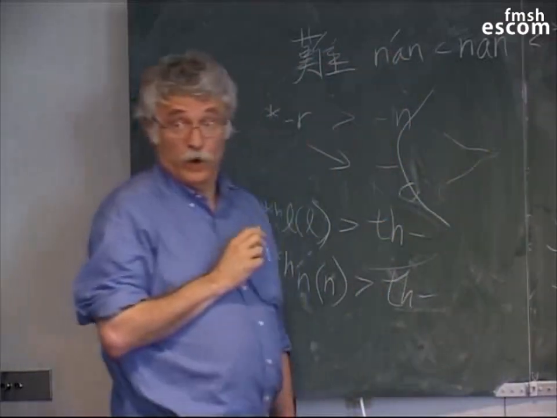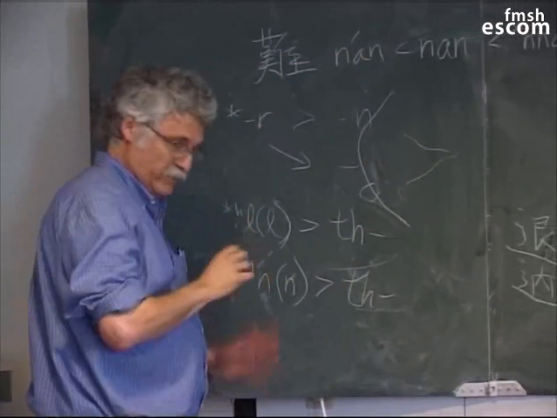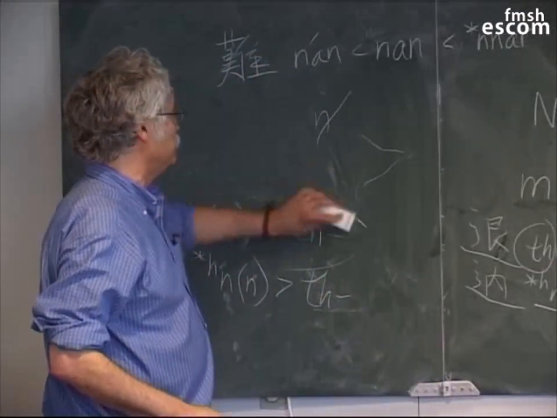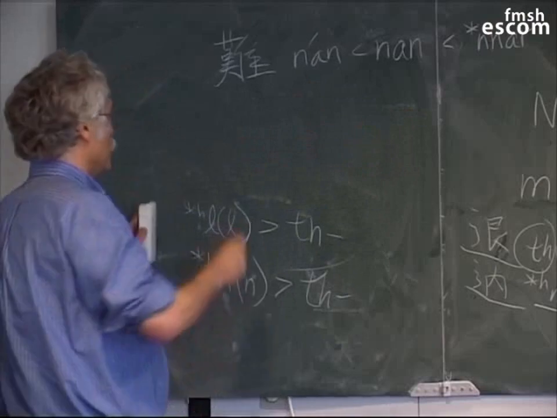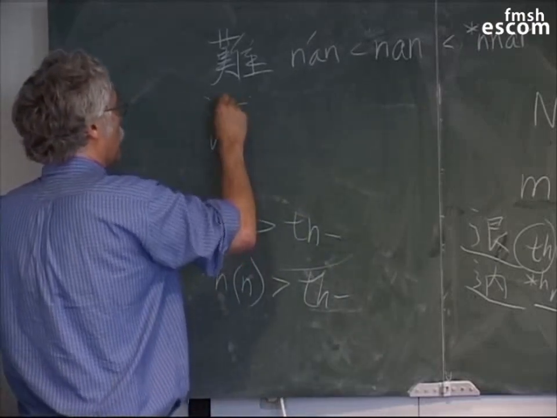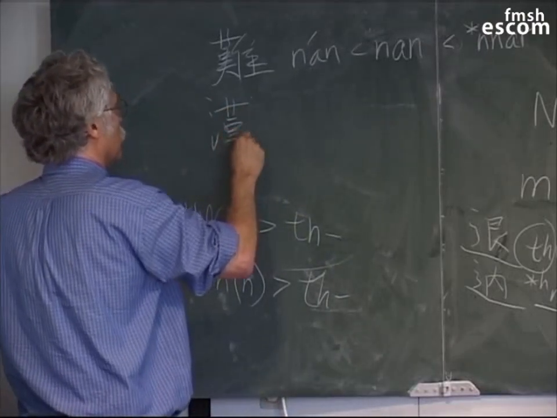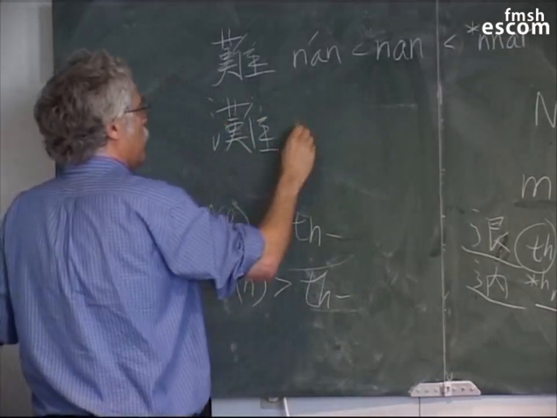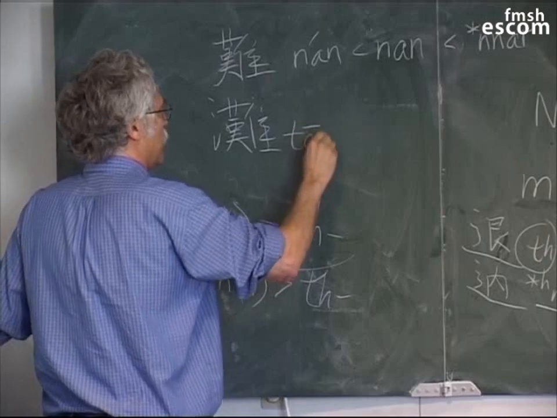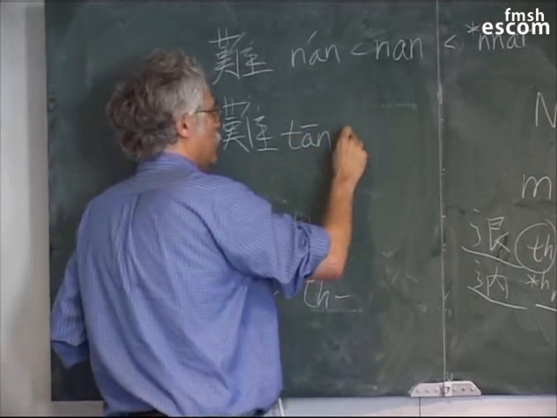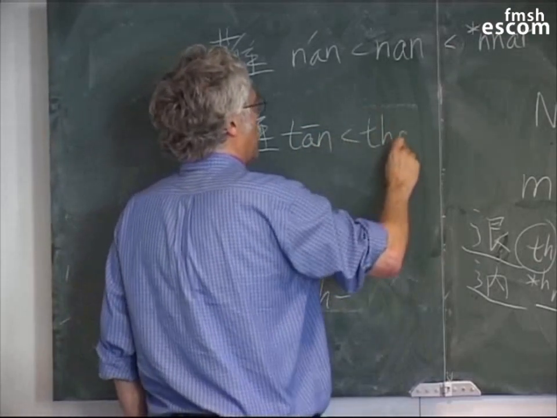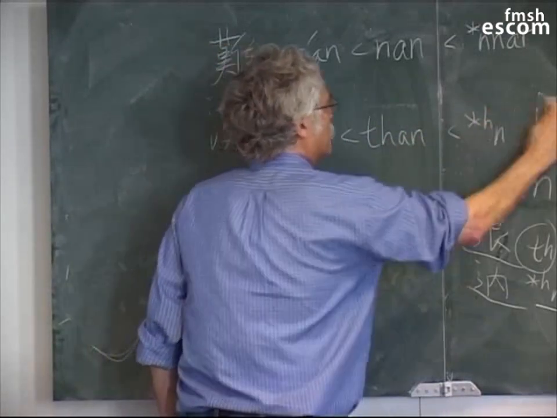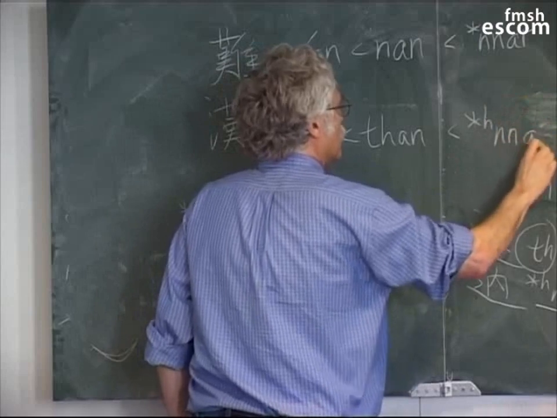This is a very clear R word, by the way. Over and over again, we have evidence that this phonetic writes something with an R. But we also have words like this. This means difficult, okay? And then this is tan, means a beach or something like that. Middle Chinese like that.